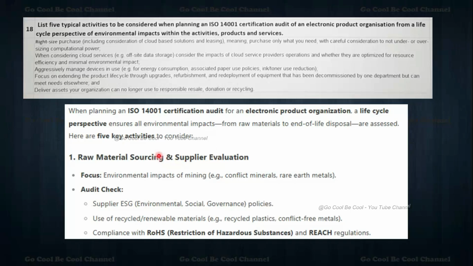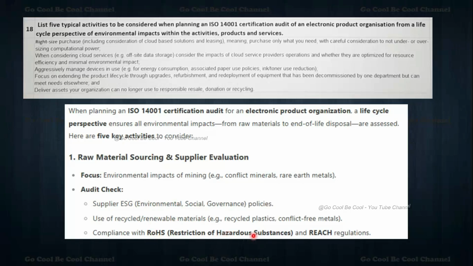Five key activities, what are they? Raw material sourcing and supplier evaluation. What is the focus? What audit checks do we have? We already put this: ESG is also there, environmental social governance policy. So use the reason, then RoHS, restriction of hazardous substances.